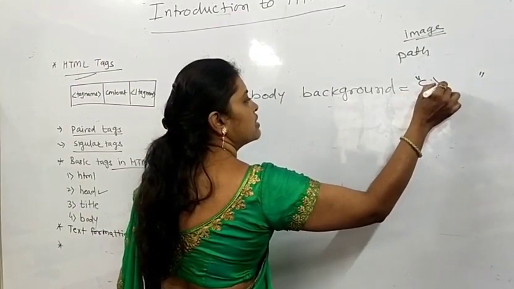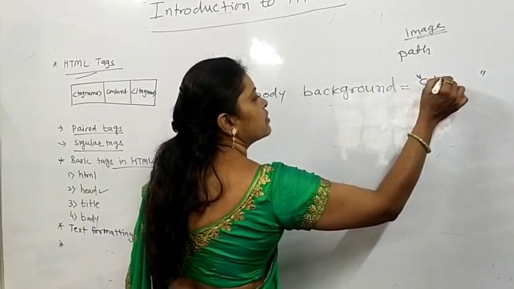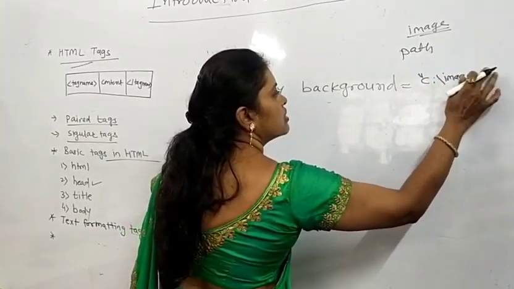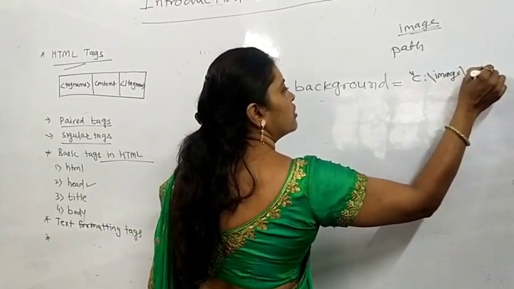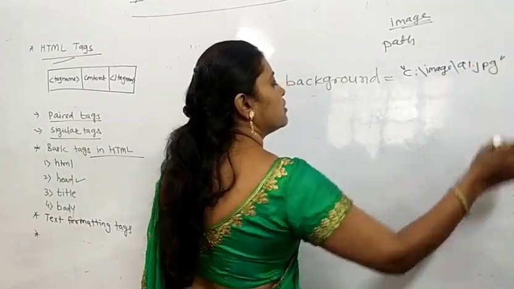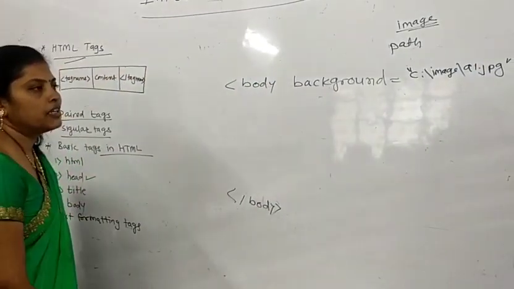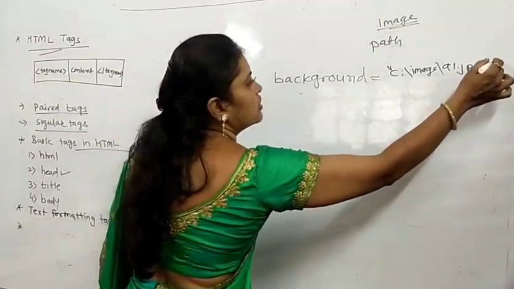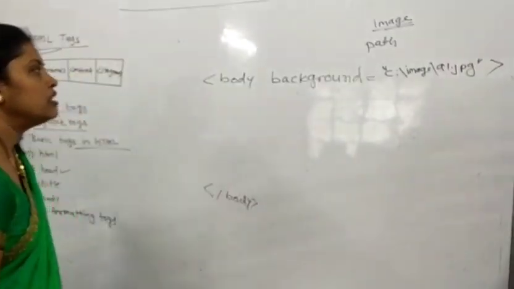For background, here you have to write the whole, detailed, or full path. For example, C colon slash image folder slash a1.jpg. That image will be included within your body tag. This is one of the attributes of the body tag.